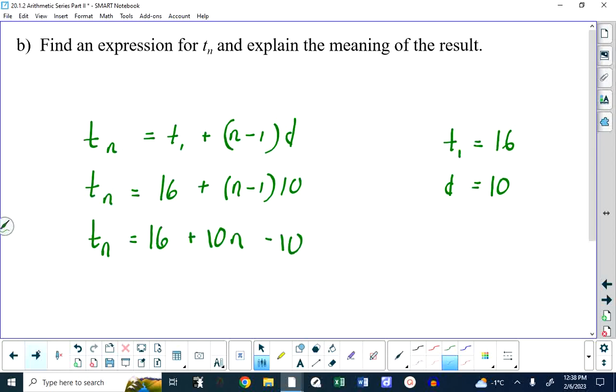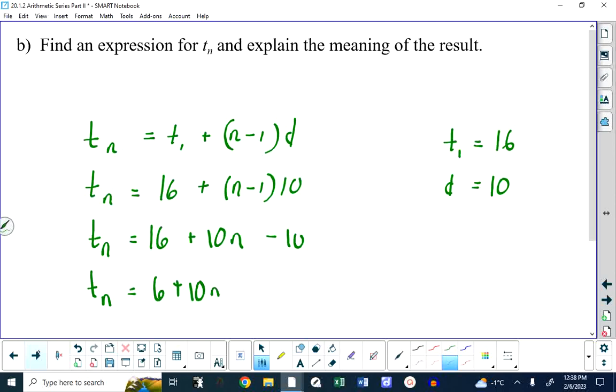You just multiply that 10 through. I would say we probably multiplied that d through 20 times in this course so far. Just in the course of the last 4 or 5 days of classes, we keep coming back to that. The 16 minus 10 can be simplified to get T sub n equals 6 plus 10n.